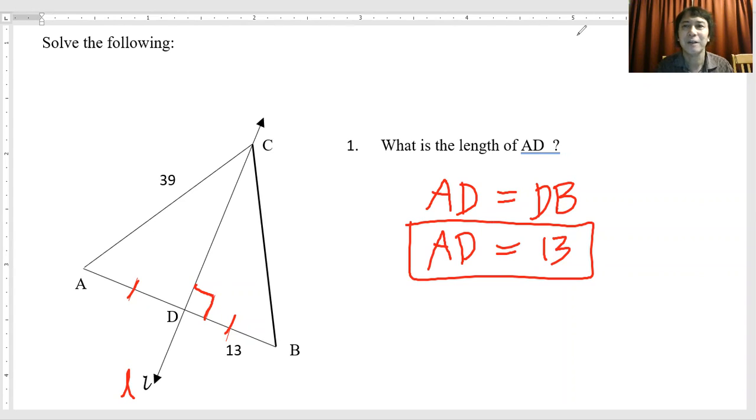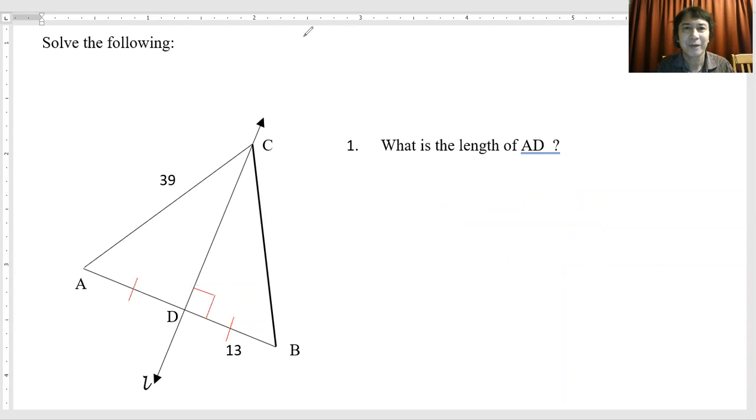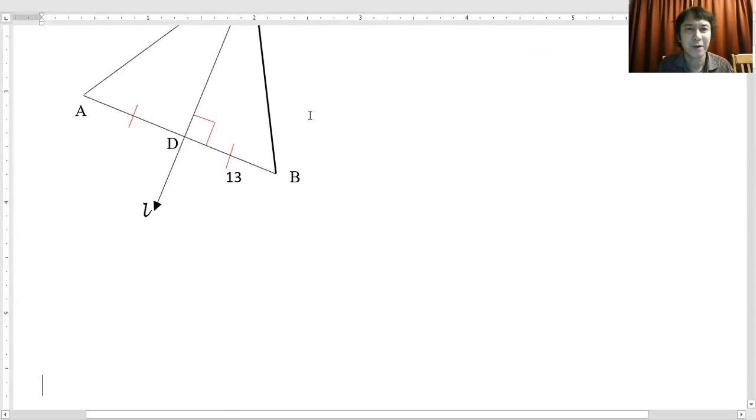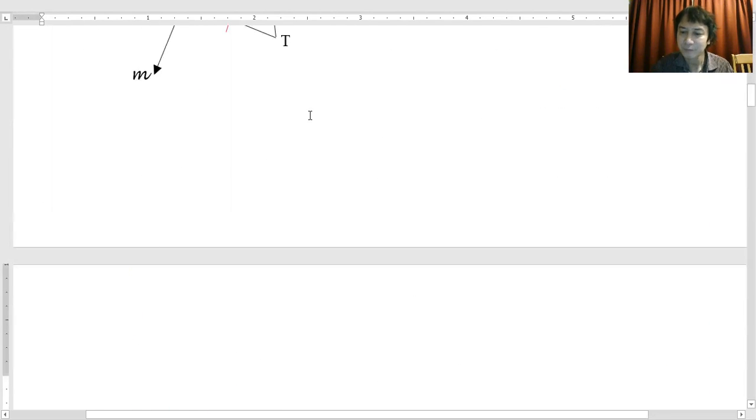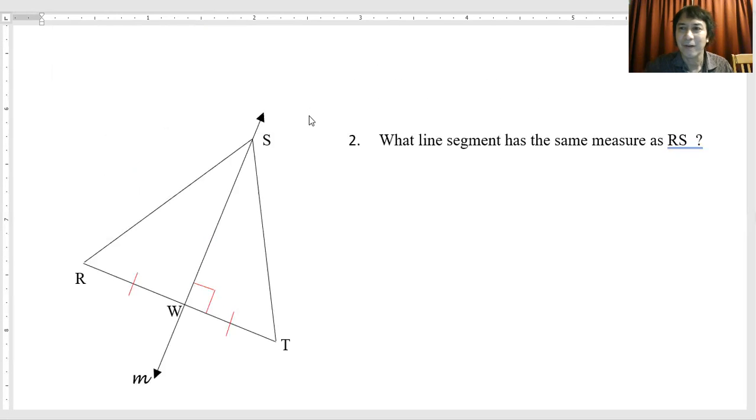We'll just scroll downwards. All right, here's number 2. And this is the figure. It's quite similar to the first figure. What line segment has the same measure as RS? Where is RS first? RS is over here. I marked it with a red line segment there. There is RS. What line segment has the same measure as RS?